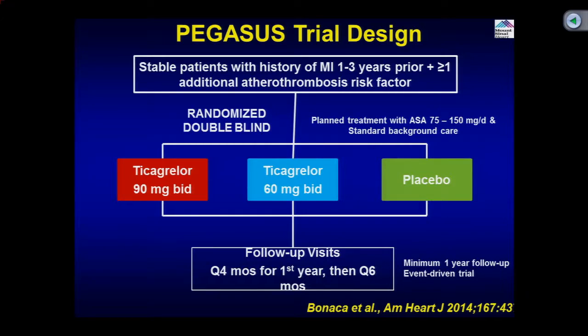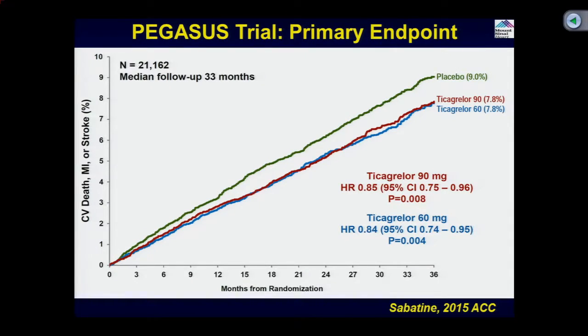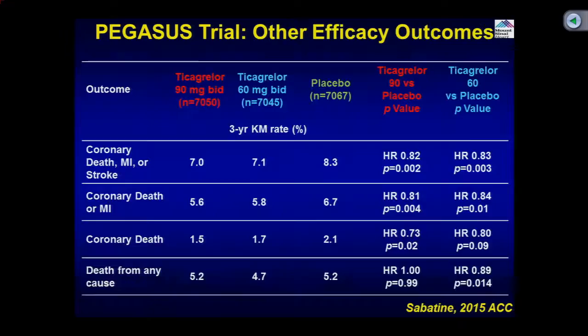All patients received low dose aspirin, 75 to 150 milligrams, and of course the primary endpoint outcome was at 1 year follow up. So what did it show? As you can see, the placebo had a 9% event rate, while both ticagrelor groups had a 7.8% primary endpoint. So it clearly favored both the low dose as well as the standard dose.